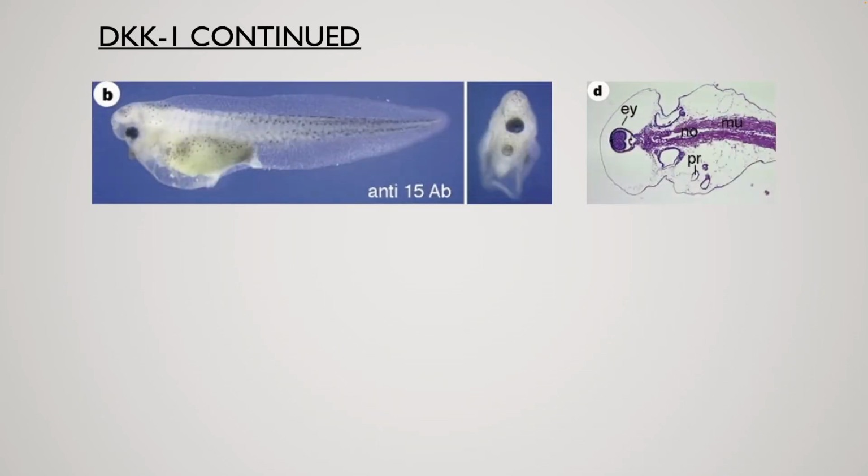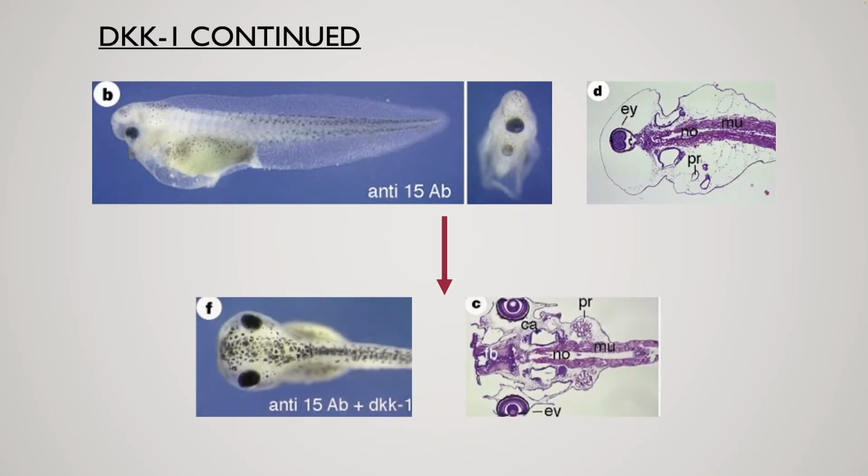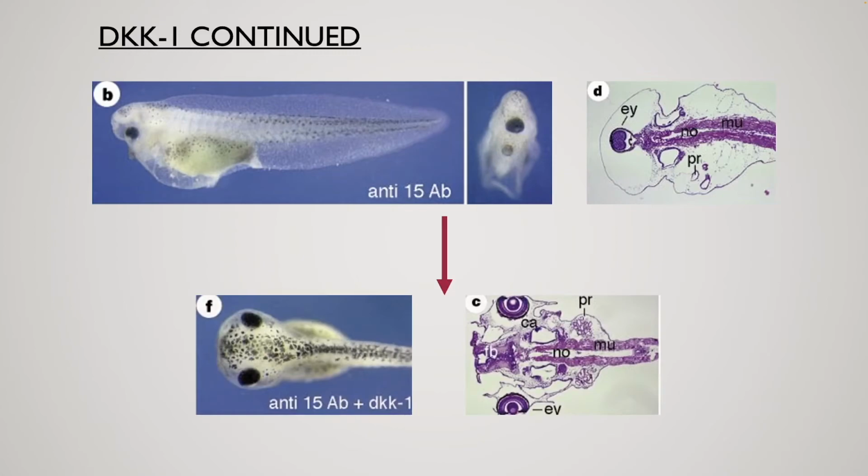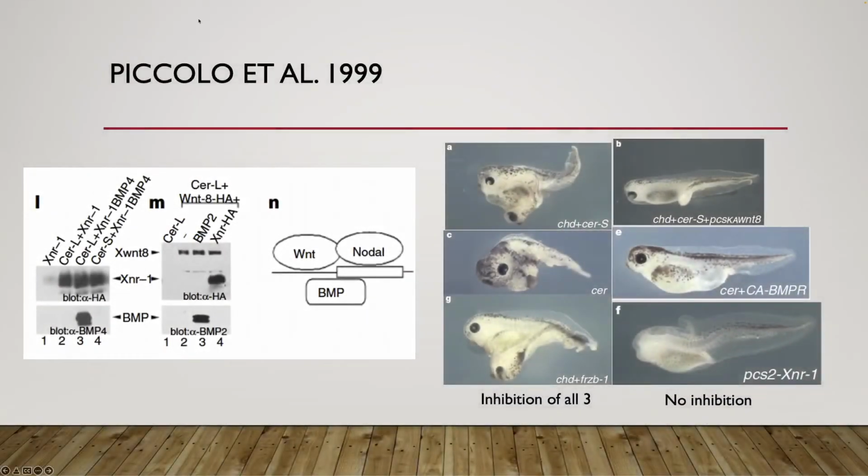Glinka and Niehrs also show that DKK is necessary for head induction via an antibody inhibition experiment. Injection of anti-DKK1 antibody led to severe microcephaly, which then could be rescued by DKK1 injection.